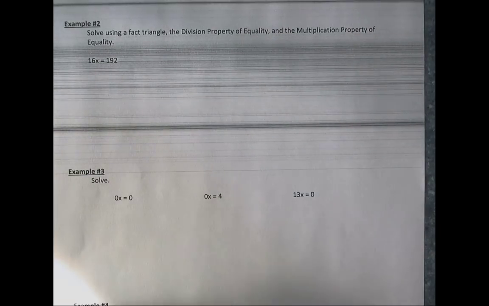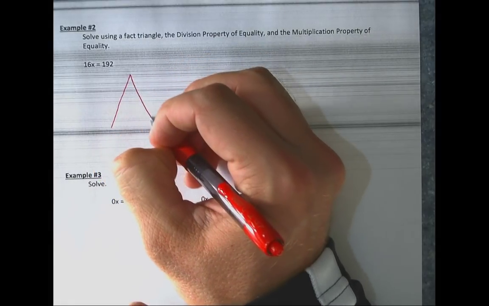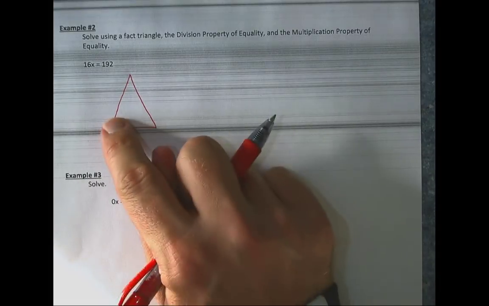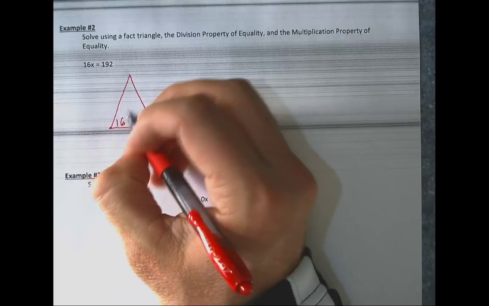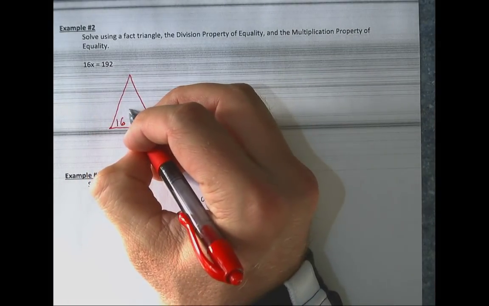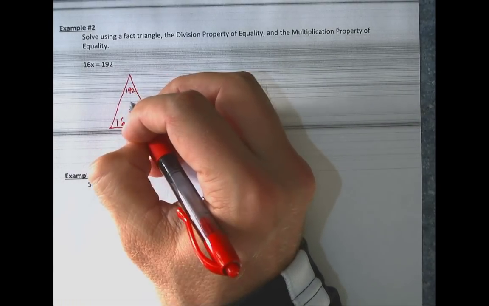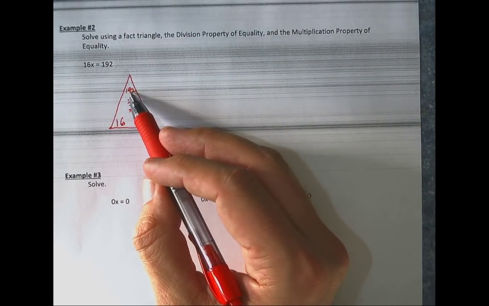Let's jump to the last page. So we want to solve this using a fact triangle. So let's draw the triangle. The 2 values that are being multiplied go on the bottom. So that'd be 16 and our unknown number, x. Those are the numbers being multiplied, and 192 is going to go up here. So if 16 times x equals 192, what do I know?